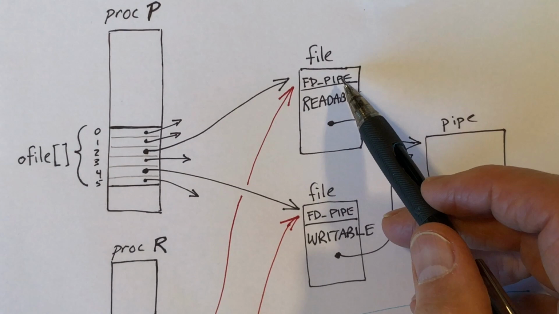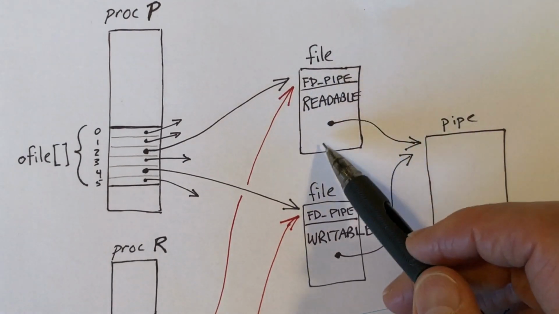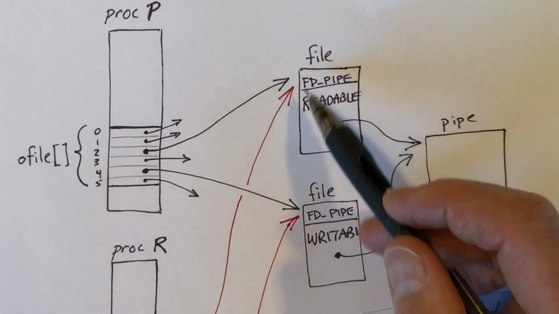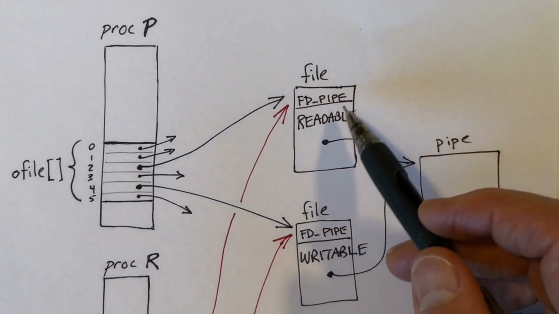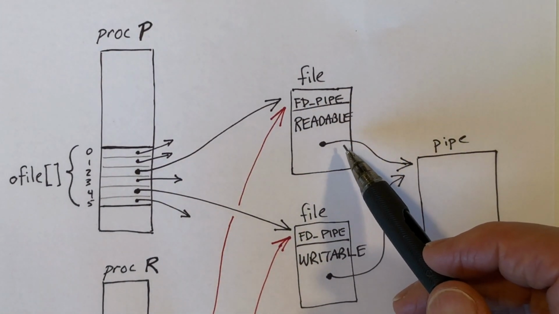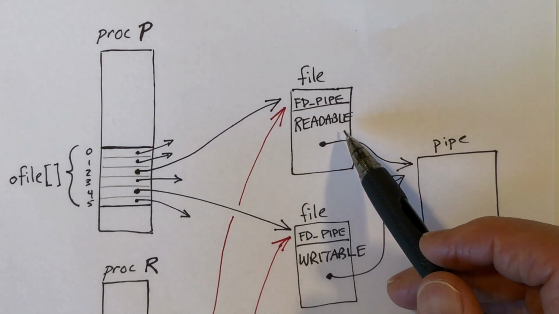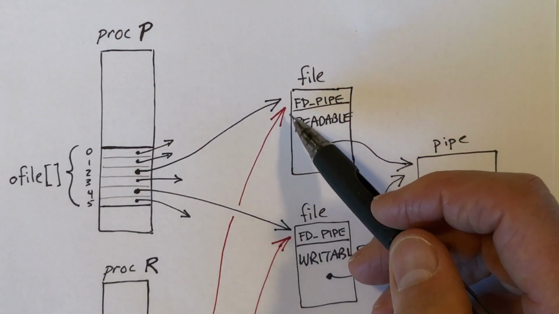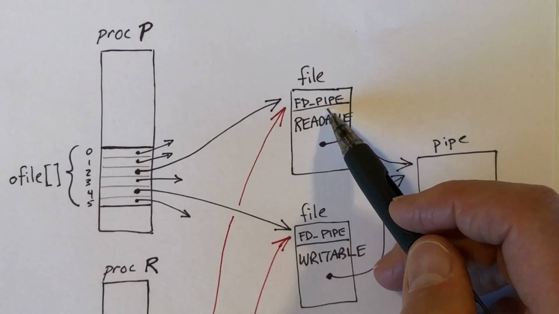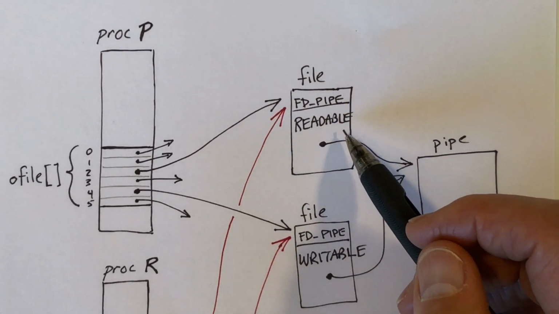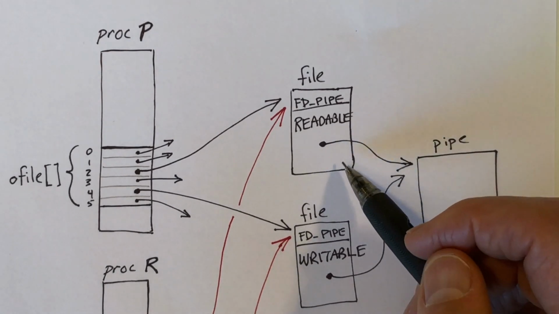Now these file structures contain a reference count too. I didn't show it here, but the file structure can be pointed to by a number of different processes, right? This one particular file could be opened by lots of different processes, and so we have a number of different pointers here, and the reference count keeps track of those. And when it goes to 0, we can reclaim the space used by the file structure and add it back to the free pool.